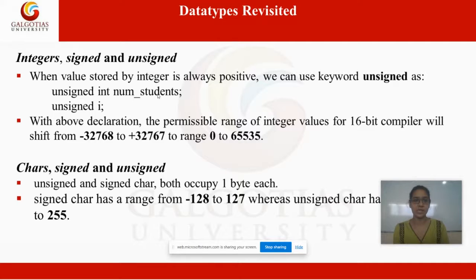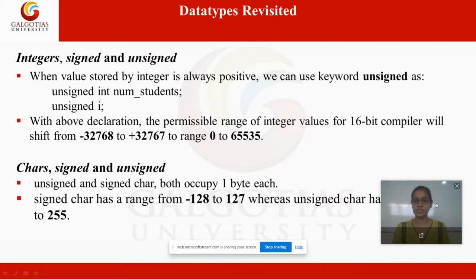So I can also say unsigned; I can totally skip the int, just like I was able to do that for short and long. So, with the above declaration, the permissible range of integer values for a 16-bit compiler will shift from -32768 to 32767 to the actual range of positive numbers, which will be from 0 to 65535. So that is the utility. We are using that same space to store more range of positive numbers as per our need.